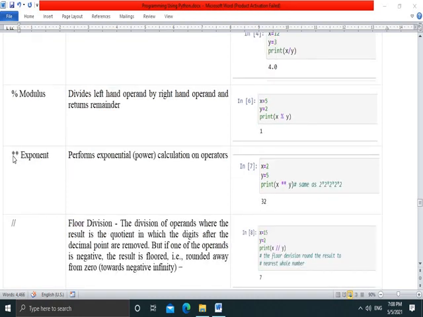Next is exponent, star star operator. It performs exponential, means power calculation on operators. Means if you take x equal to 2, y equal to 5 and you write x exponent y, then it prints the answer like 2 multiplied by 2, 5 times. So it gives answer as 32.